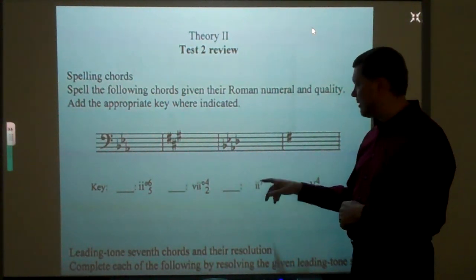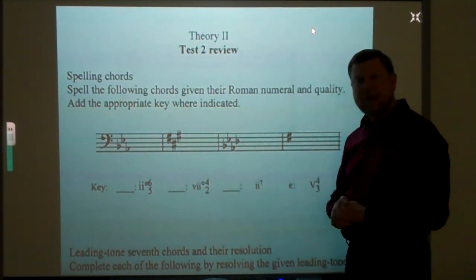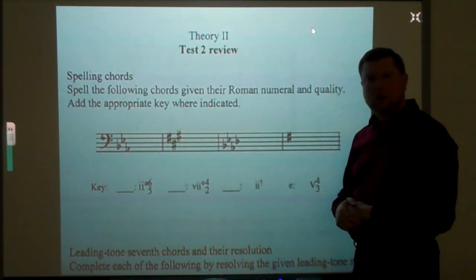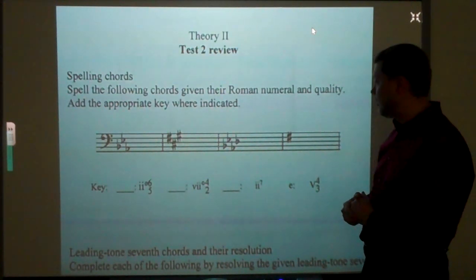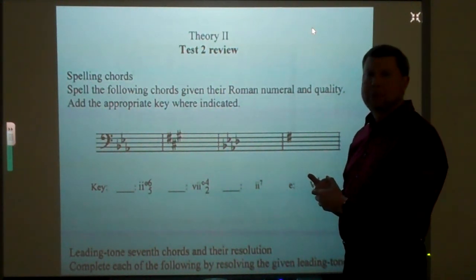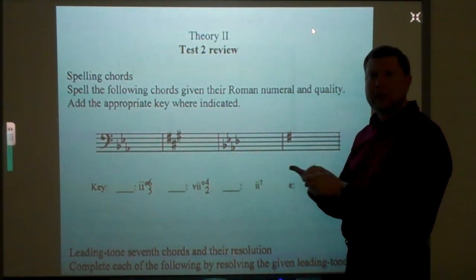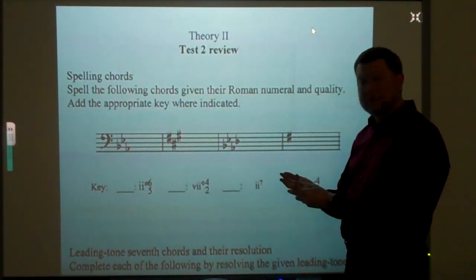Otherwise we won't know what scale degree 2 is, or the root of this chord is. But once we have the key, we will know. So A flat major, the root of this chord should be B flat, because that is scale degree 2 of A flat major. And to spell a minor 7th chord on B flat, we should get the notes B flat, D flat, F, and A flat.